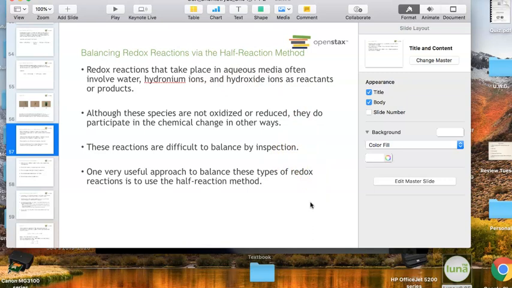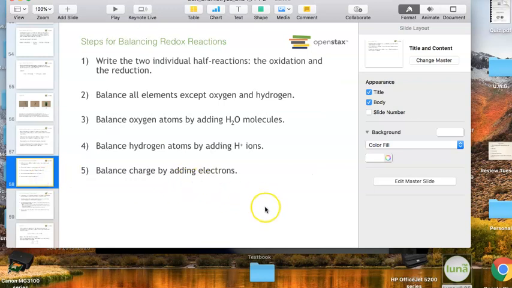So the reactions are difficult to balance by inspection. Before, we balanced chemical reactions by looking at just the simple coefficients and the subscripts and making sure we had the same number of hydrogens, for example, on both sides, or oxygen atoms on both sides. Redox reactions are more complicated. They involve a lot more species other than just number of atoms. So we have to use a different approach in order to balance redox reactions, and we use what's called the half reaction method.